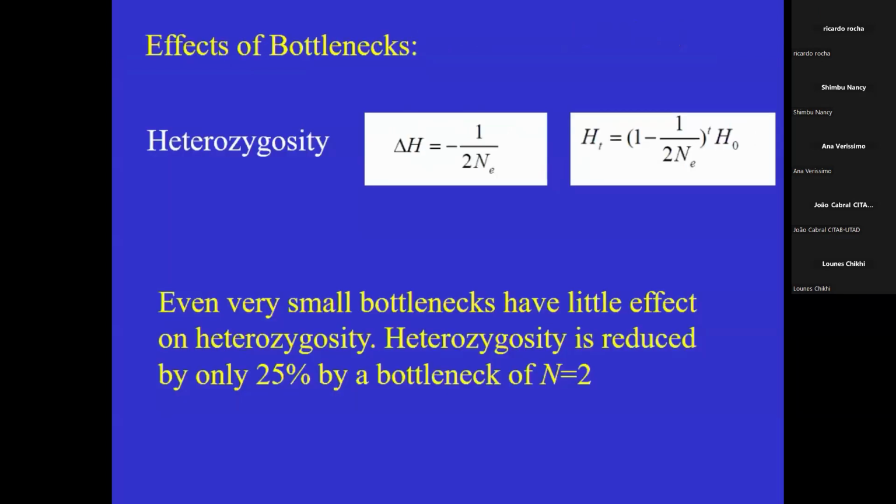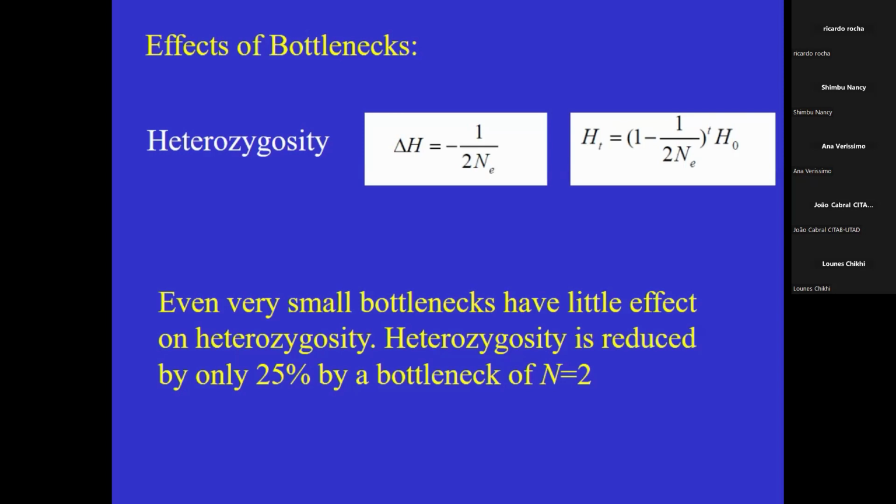And this gets back to what I talked about before, the effects of bottlenecks. By definition, we lose 1/2N of the heterozygosity per generation, which is nice and simple. It doesn't matter how many alleles or their frequencies. But heterozygosity is really insensitive to small bottlenecks. So for example, if we have an NE of 2, we only lose 25% of the heterozygosity.